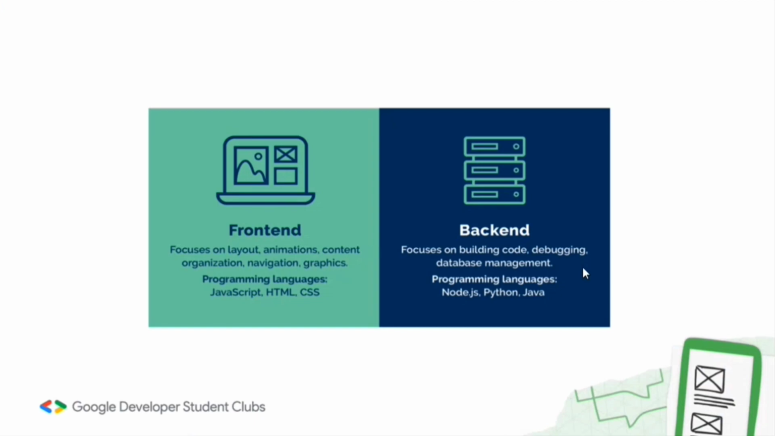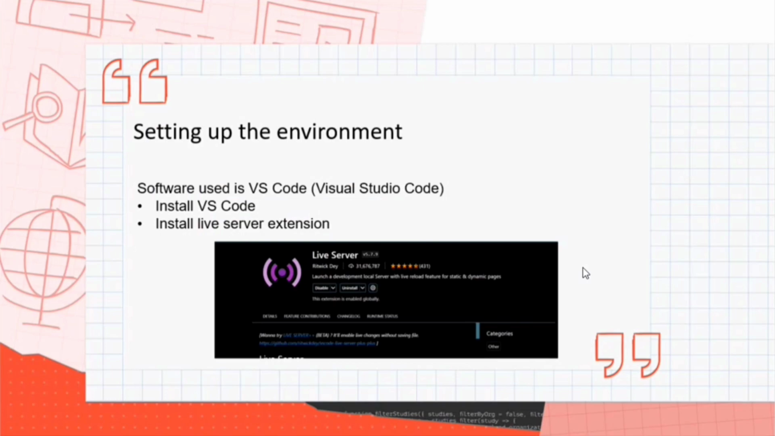And here there's one more picture which tells us that. Front end focuses on layout, animation, content, organizing, navigation, graphics, etc. And the languages used here are JavaScript, HTML, and CSS. In the back end, it focuses more on building code, debugging, database management, and so on. And the programming languages used there are Python, Java, and Node.js.